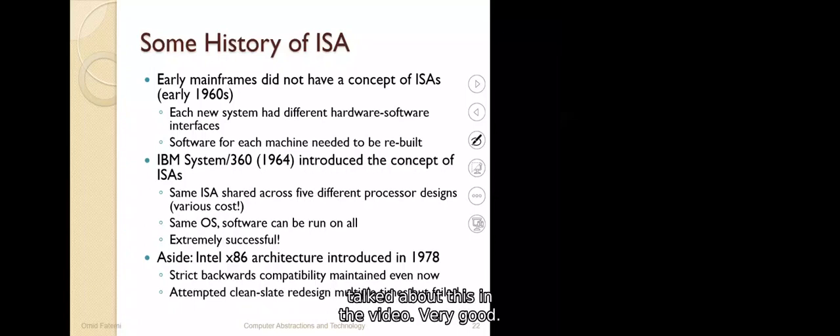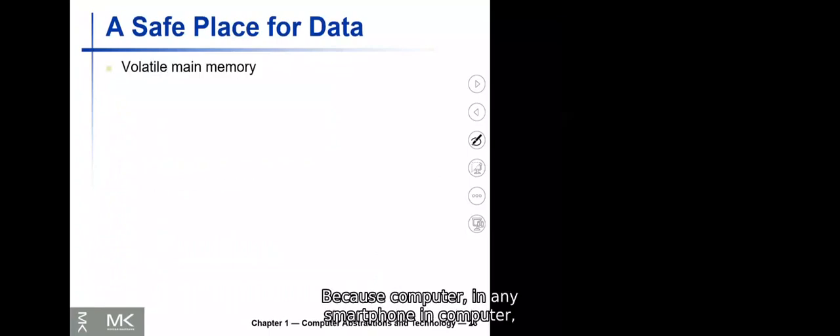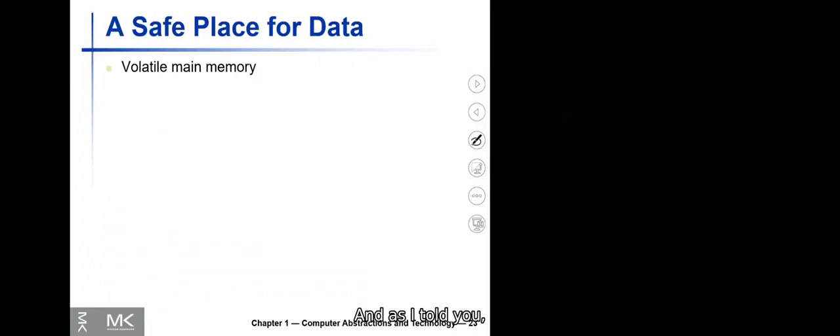They talked about this in the video, very good, Dr. Hennessy and Dr. Patterson. So we talked about input-output, hardware, and the processor. We need some place to store data, and a safe place. What do I mean by a safe place? In a smartphone or a computer, we have main memory, and as I told you, main memories are DRAM, dynamic RAM. They lose everything when the power is lost. DRAM doesn't keep the data; whenever you turn it off, it's gone. So we need some kind of non-volatile memory, because DRAM is volatile.